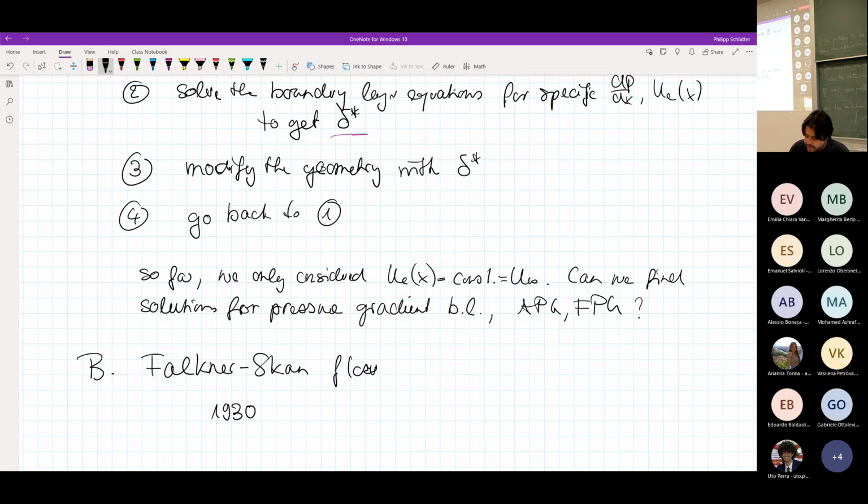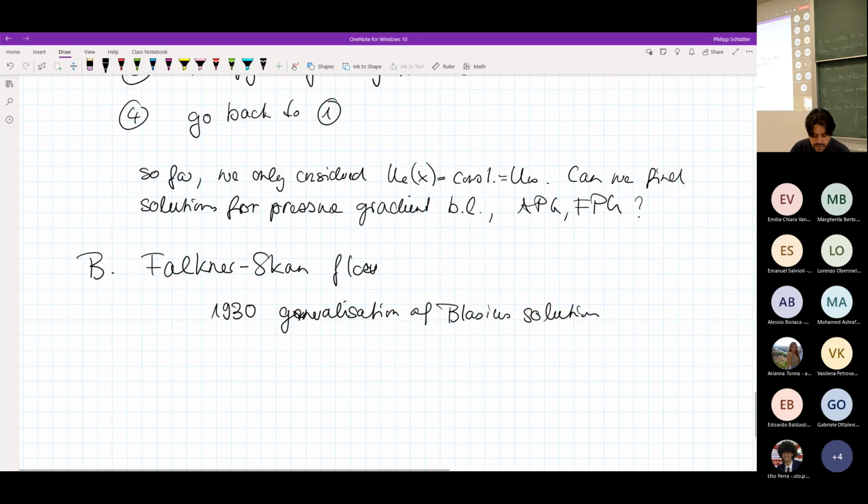And it was introduced as a generalization of the Blasius solution. And it goes back to two people, I mean Falkner and Skan. It's V.M. Falkner. Actually, I tried to find out what the first name of Falkner is. I couldn't find it, so I don't know. But for Skan, I actually know it.